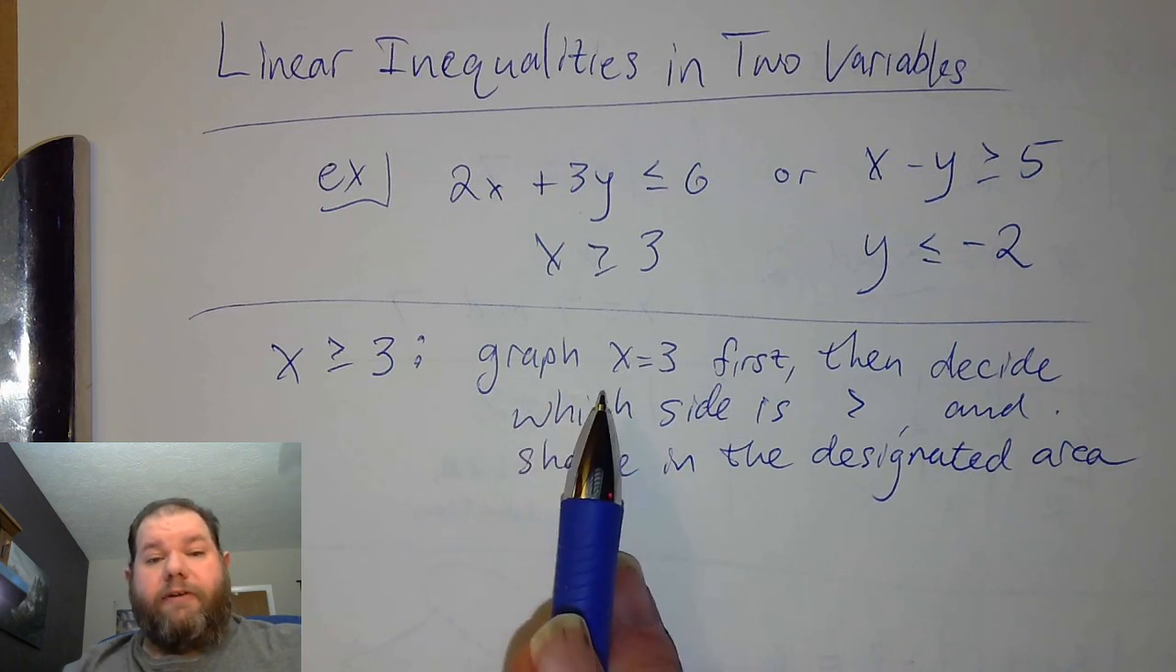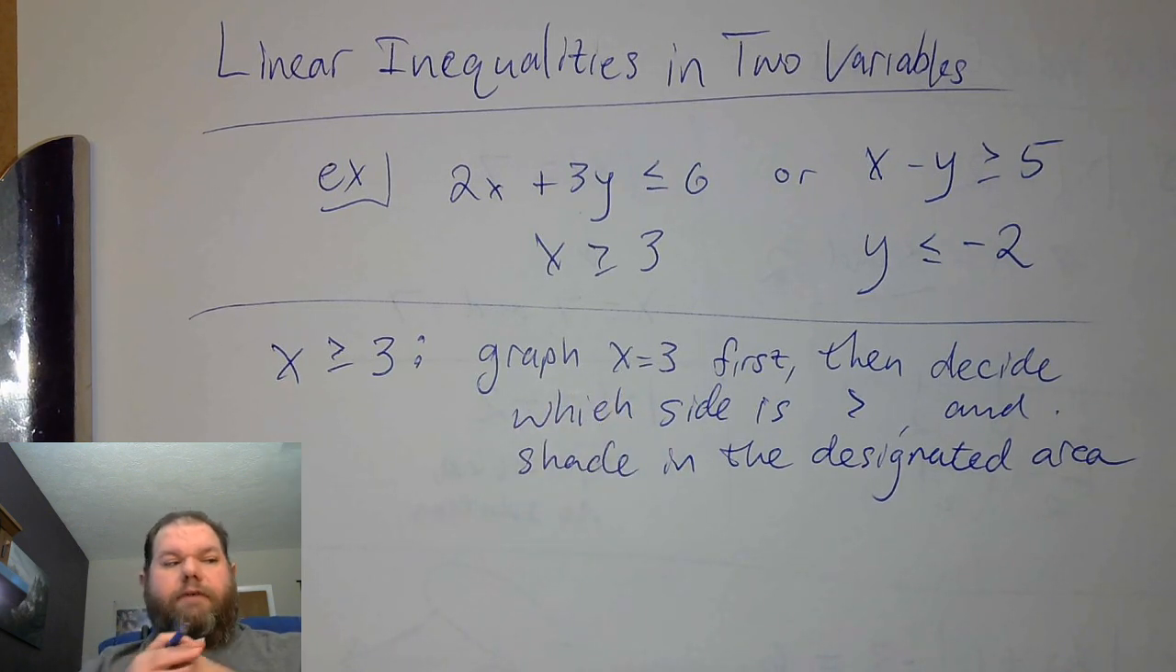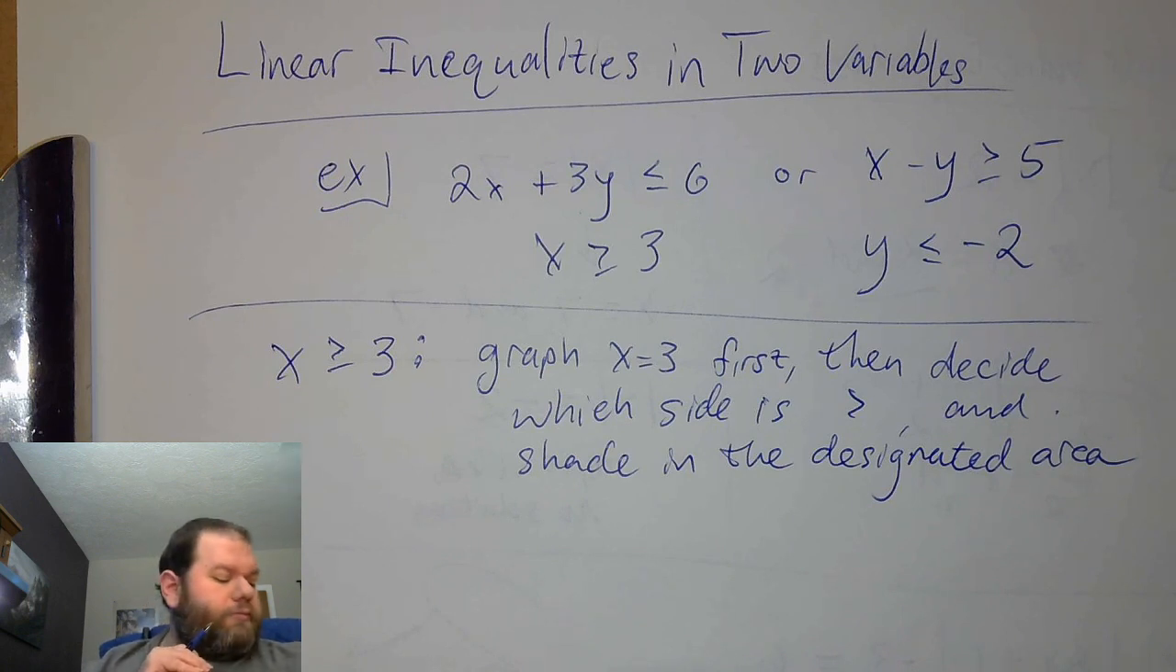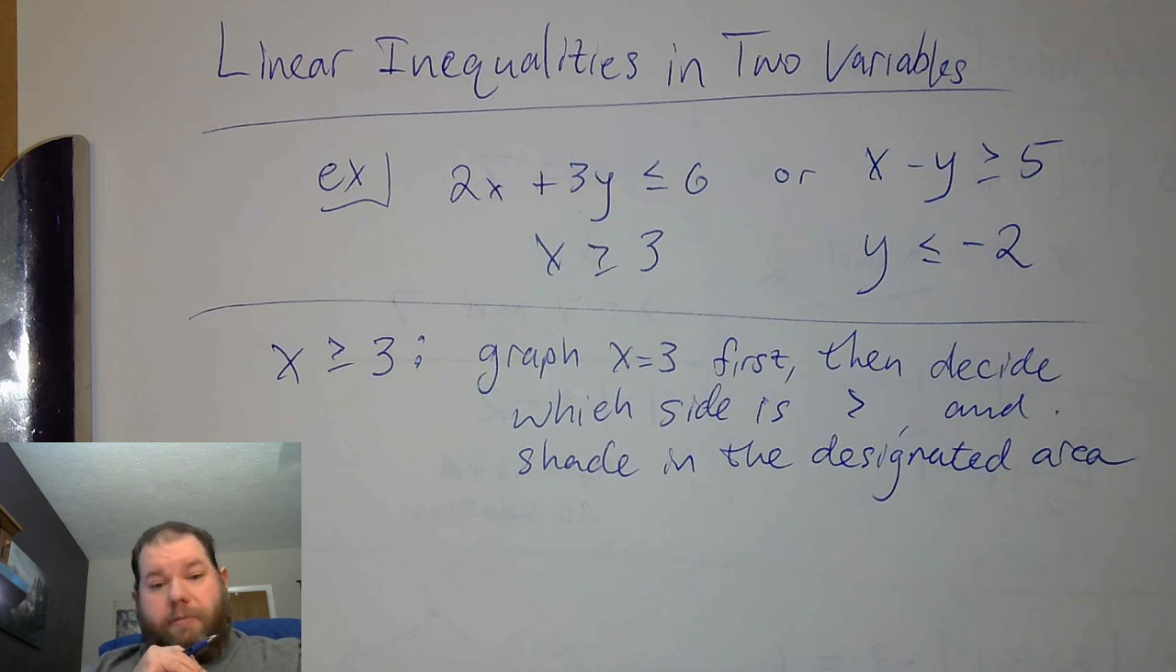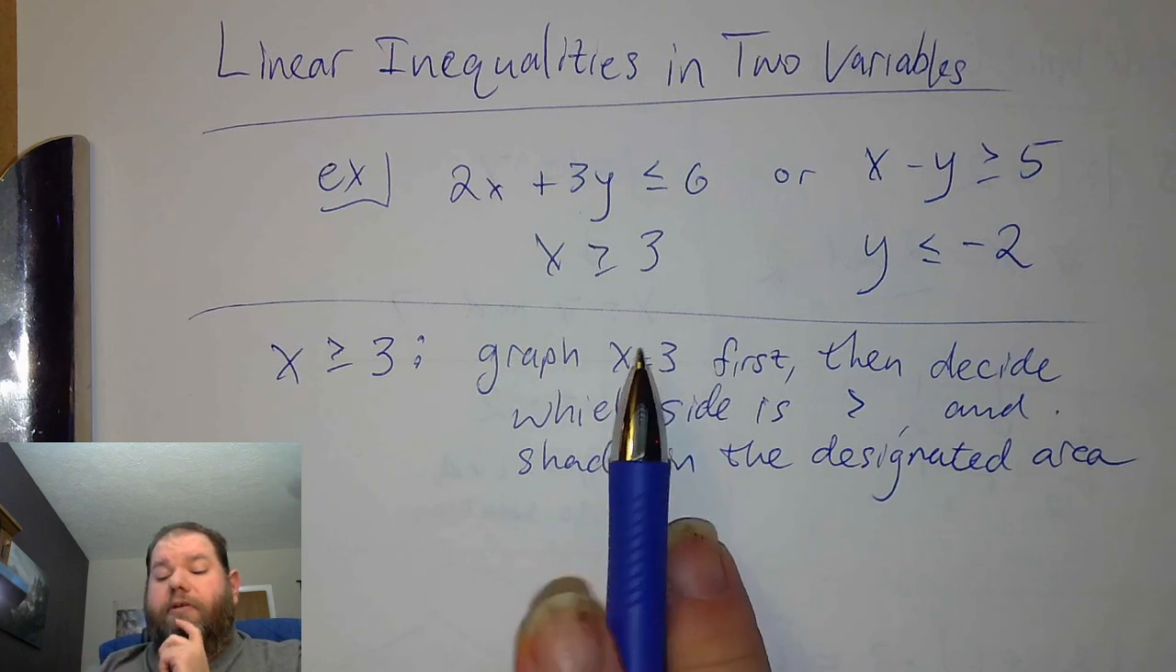So, the graph of x equals 3, what does that look like first of all? It's been a couple of days since we talked about section 2.2. Does anyone remember what the graph of x equals 3 is?